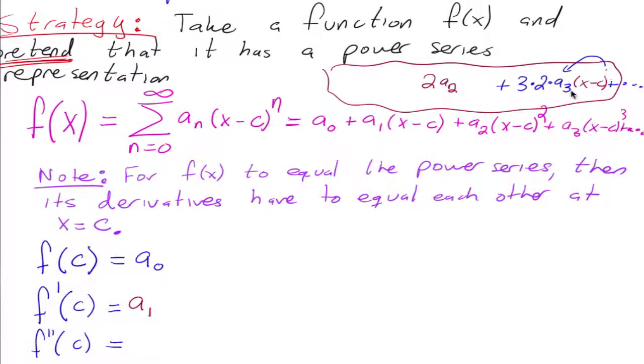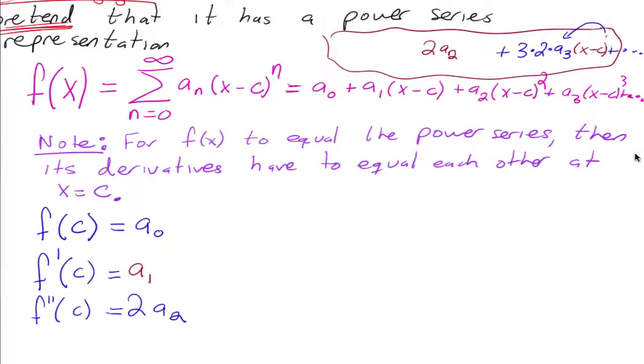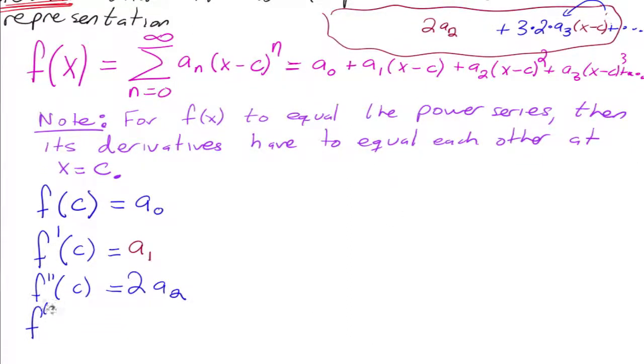So it's just 2a sub 2, right? Because this one's 0, and all the ones after that point are also 0. So here I get 2. So do you guys see the pattern that we're forming here? What would be the third derivative evaluated at C? The third derivative evaluated at C would equal to this one right here, right? 3 times 2 times a sub 3. So this is 3 times 2 times a sub 3.